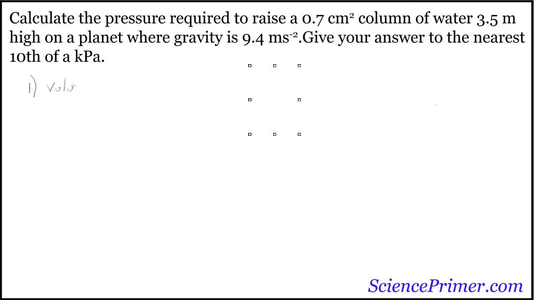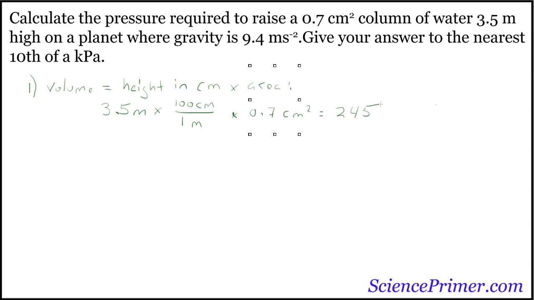So the first step, find the volume. And the volume is going to be the height in centimeters times the area, which is already in square centimeters. So 3.5 meters, convert this to centimeters, multiply by the area in square centimeters, we end up with 245 cubic centimeters.